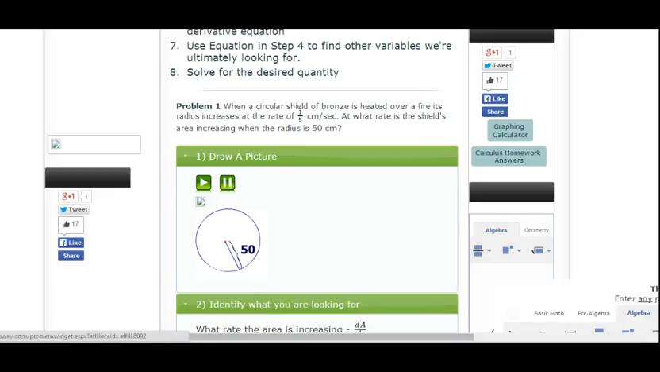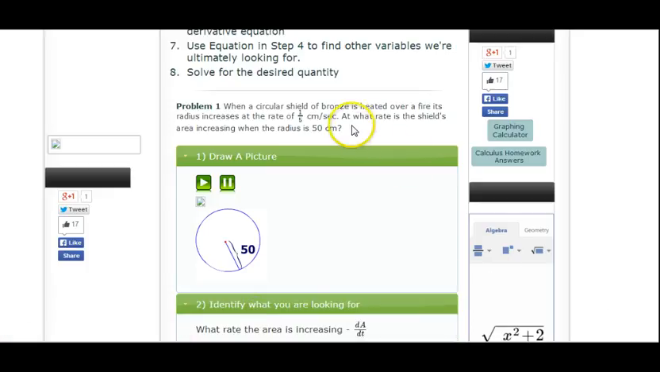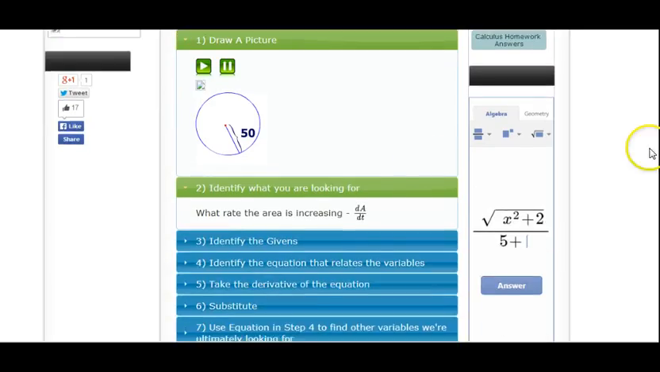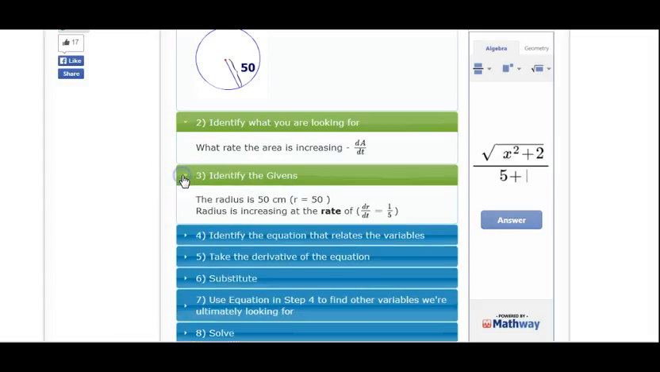Then you want to identify what you're looking for. What you're looking for is the rate of change of the shield's area when the radius is 50. Well, rate of change is a derivative, so we're looking for how the area is changing over time when the radius is 50. So this notation is the rate of change of the area as time is changing, and you'll learn more about that in the materials section as well.